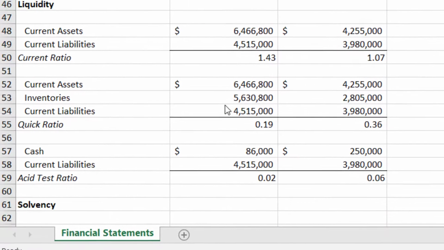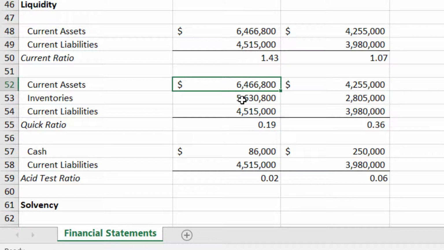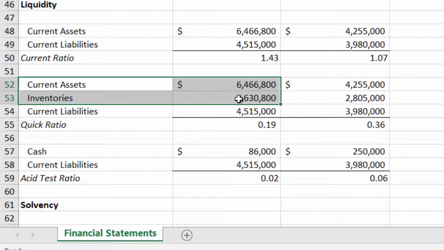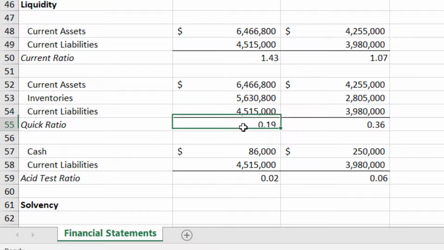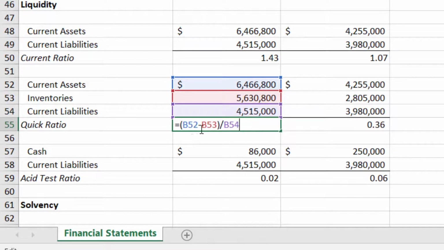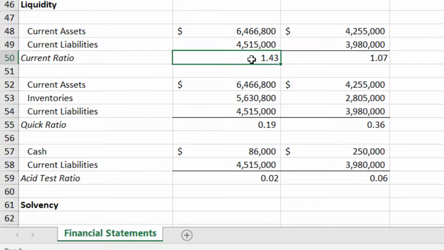All right, so I just brought the current assets and the inventories into a space so I can make a calculation, and the current liabilities, and then I made the calculation here. It's B52 minus B53, which is the current assets minus the inventories, all divided by the current liabilities. Hit enter, you get a number, 0.19. Now this number 0.19 is smaller than the 1.43 we got with the current ratio. It's supposed to be smaller. As you progress through these three liquidity ratios, the numbers get smaller every time.